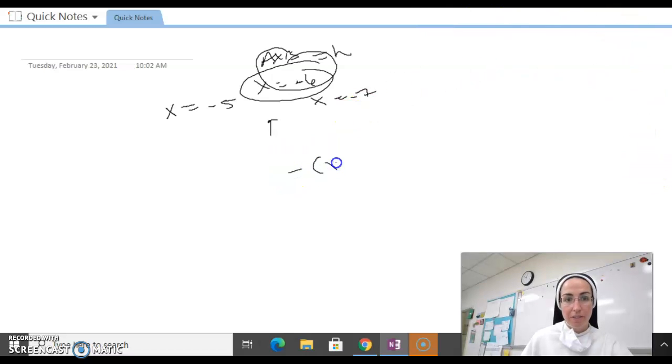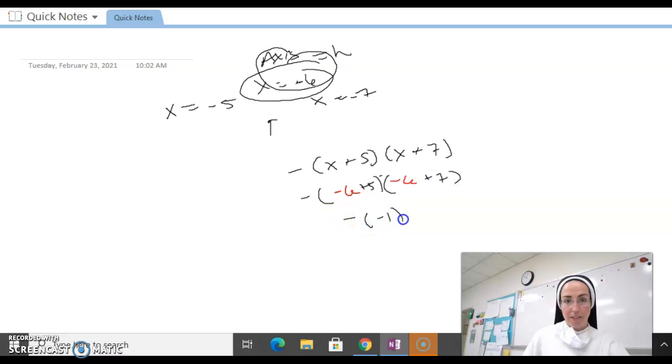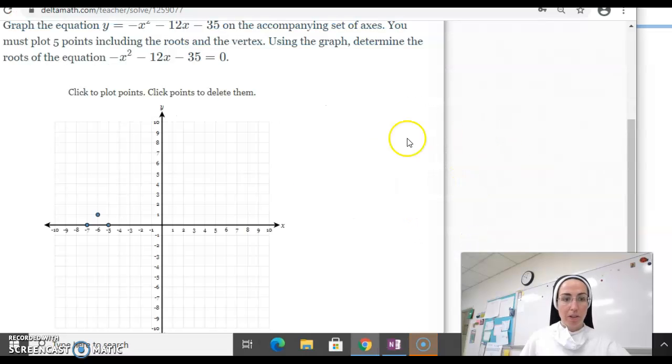So what was my original equation? It was -(x plus 5) times (x plus 7). So I'm going to plug in -6 for x. This becomes -1 times 1, which is +1. So (-6, +1) is another point, which I put there.